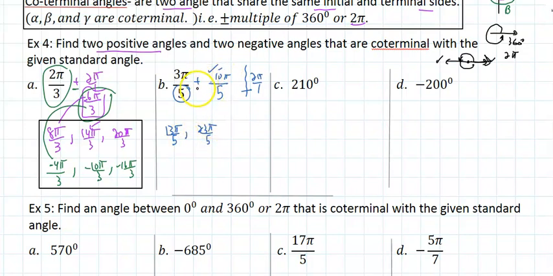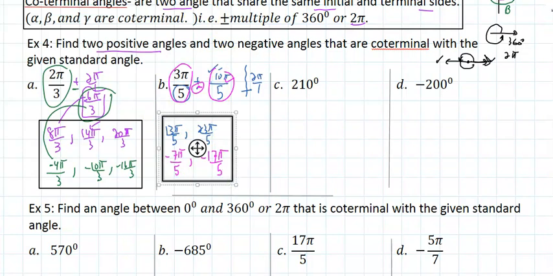And if I want to subtract, 3 pi over 5 minus 10 pi over 5, all over 5, 3 pi minus 10 pi is negative 7 pi over 5. And subtract another 10, that's negative 17 pi over 5. And that would be two positives, two negatives. I could find as many as I like.